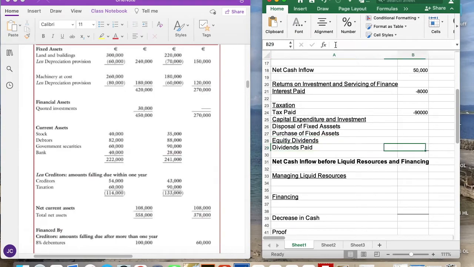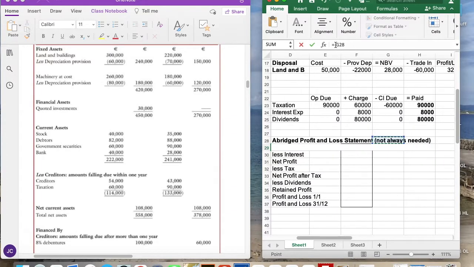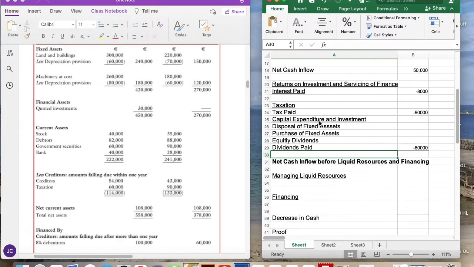Let's just look at our dividends before we go to our investments. The dividends, the amount we paid, again it says interim dividends, so that's 80 grand. The charge is how much we actually paid because there's no dues at the beginning or the end, so we must have paid exactly what the charge is.